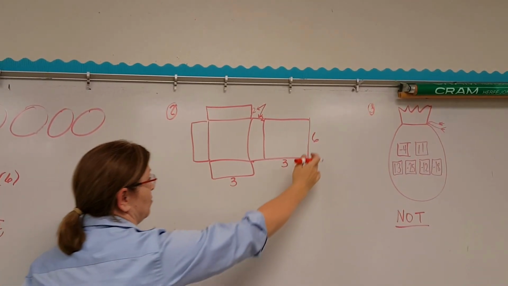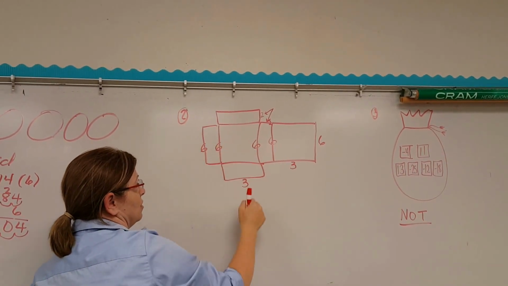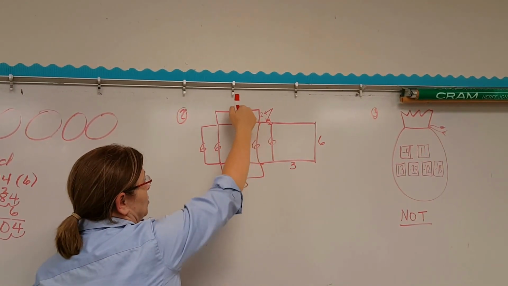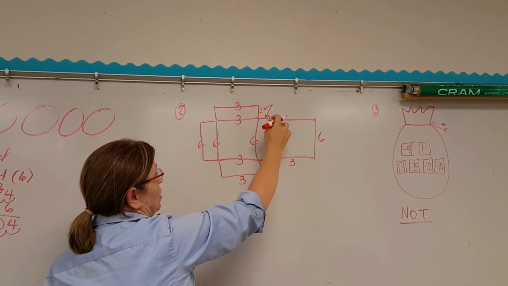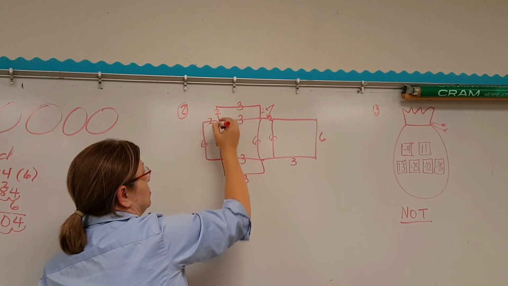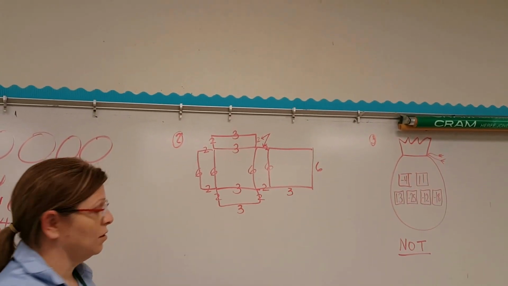So if we have a 6 here, that 6 can be transferred all the way across. This 3, we know all of these would be 3. And the 2 here means that this would be 2, 2, 2, 2, 2, and 2. Okay?